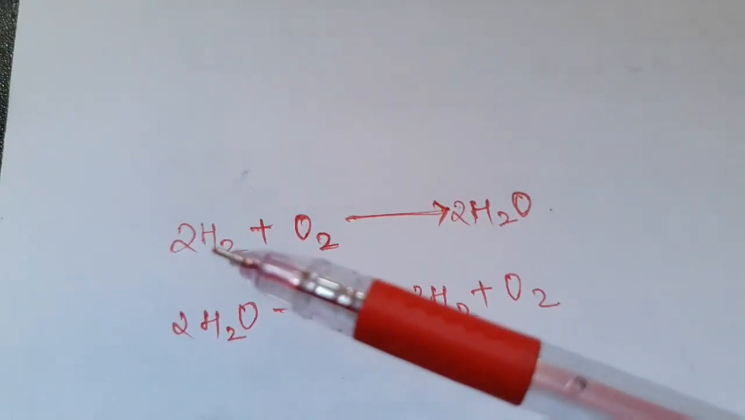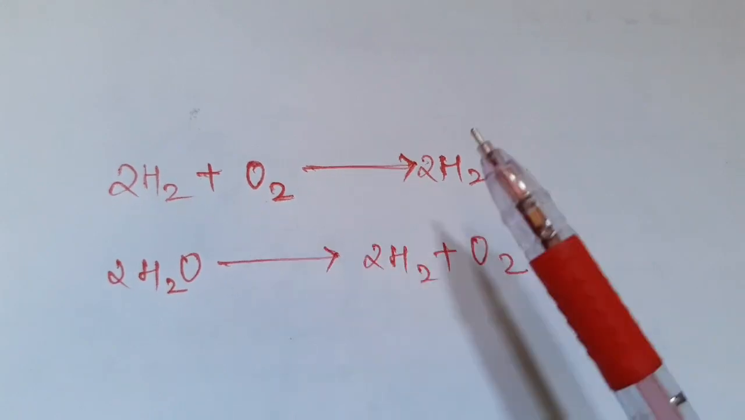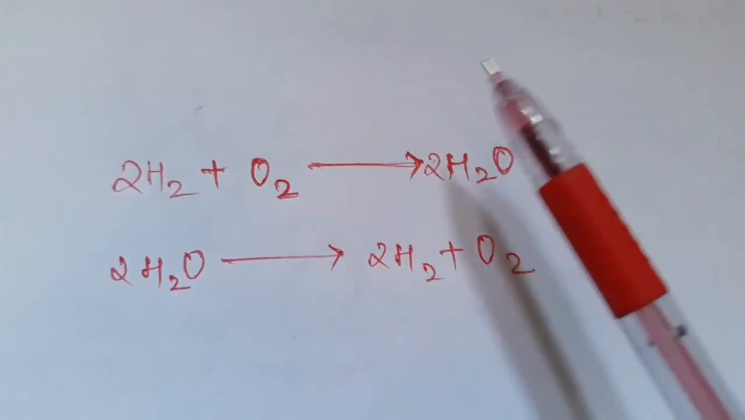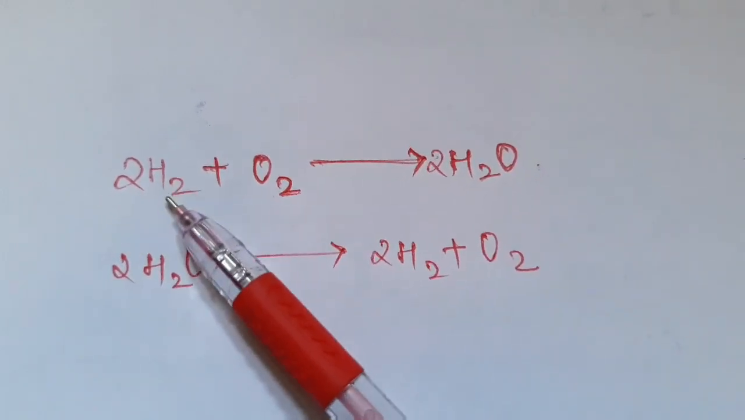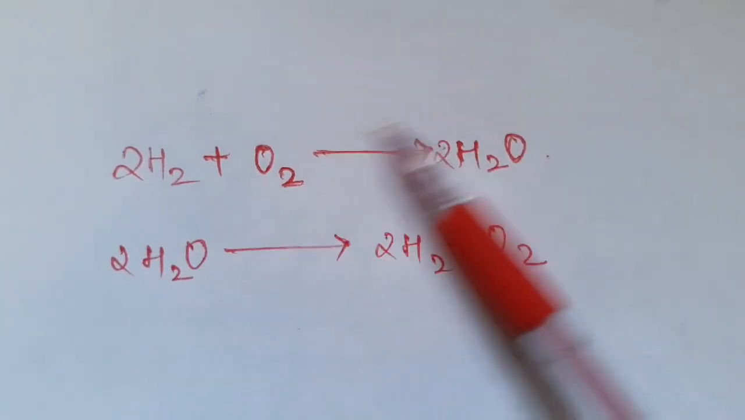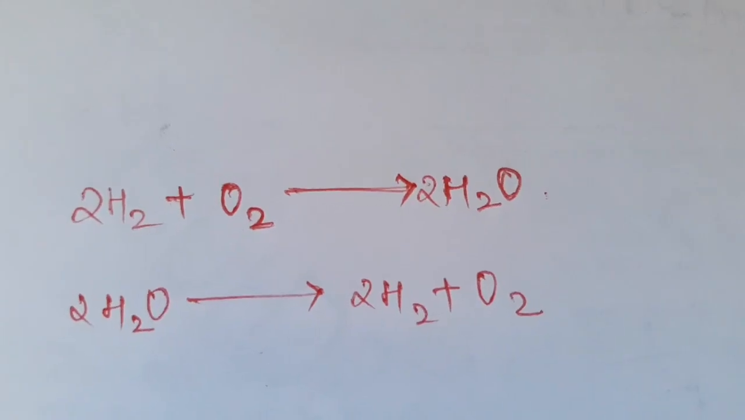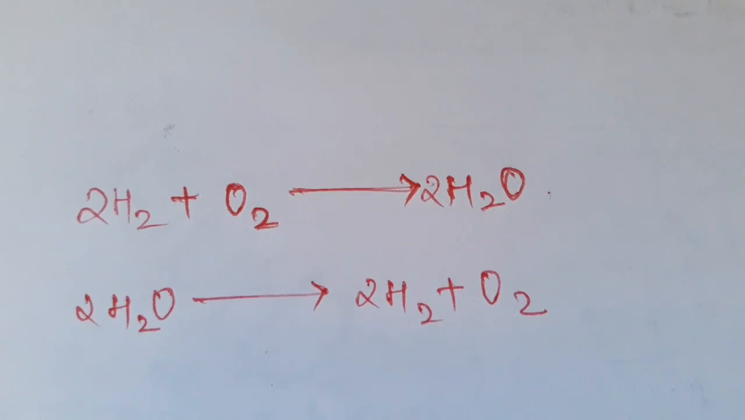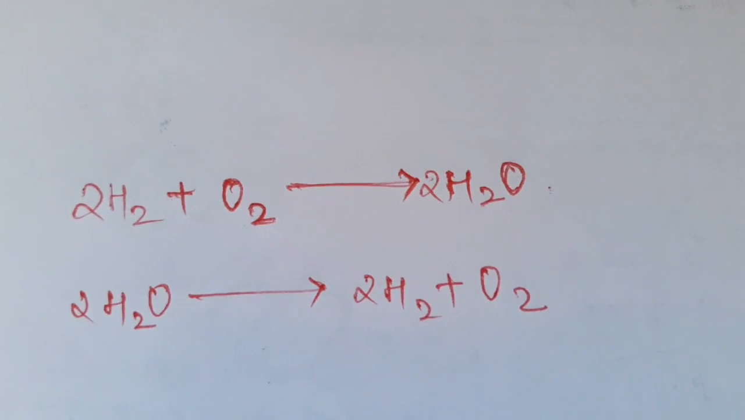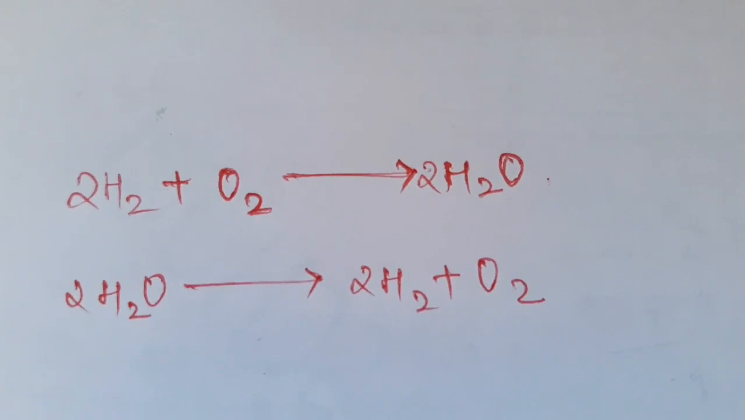Here you can see that 2 moles of hydrogen gas react with 1 mole of O2 to form 2 moles of H2O. So you can simply say that 1 mole of oxygen is required to form 2 moles of H2O. In a similar way, in the second equation, below the first one, 2H2O gives 2H2 plus O2. This is the reaction going on in electrolysis. So electrolysis is just the breaking of H2O into its constituent gases, that is H2 and O2.